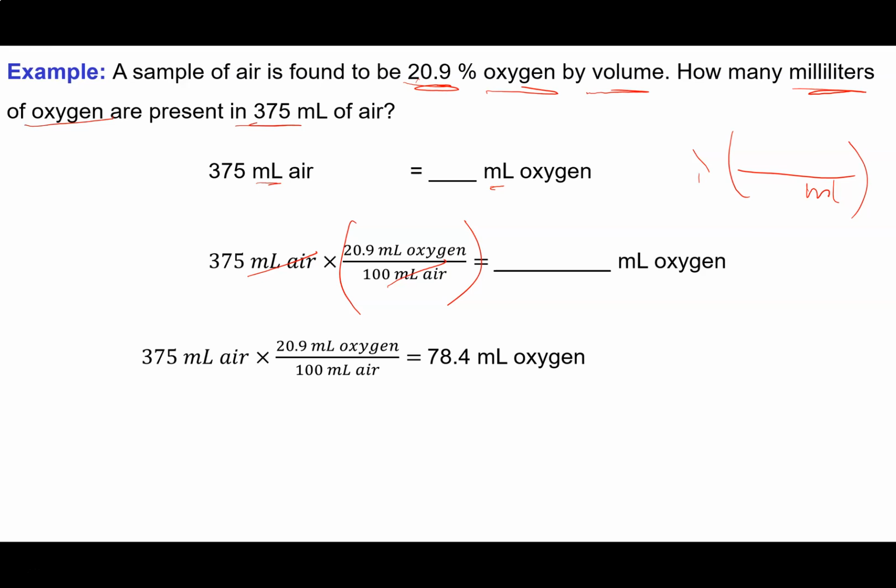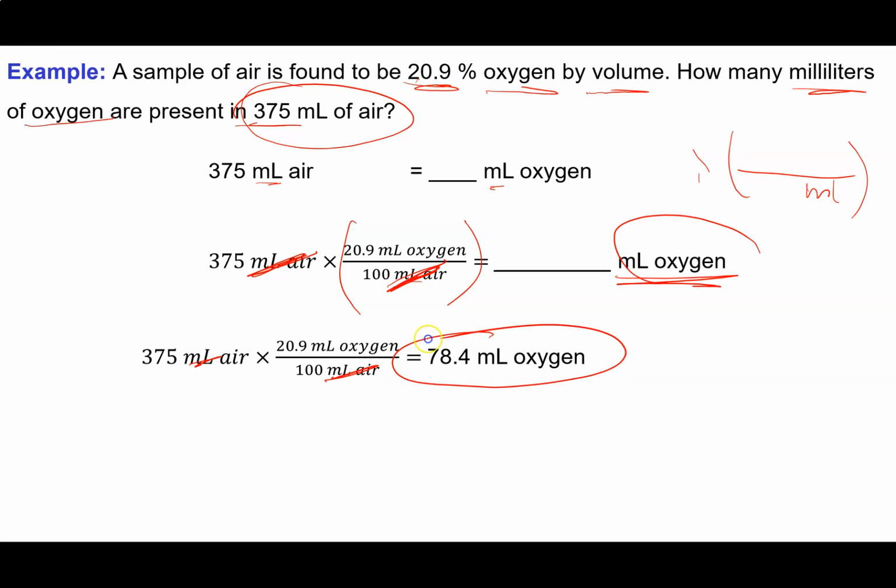So when I do this, I know that not all of my air is oxygen, so my number should be smaller than 375 mils. So I know I've set the math up correctly because I've done the dimensional analysis. And then finally, here we go. So that's going to leave me with oxygen. Finally, I'm just going to put the numbers into my calculator, do the math, and I get a number that is smaller than 375. So I feel happy.